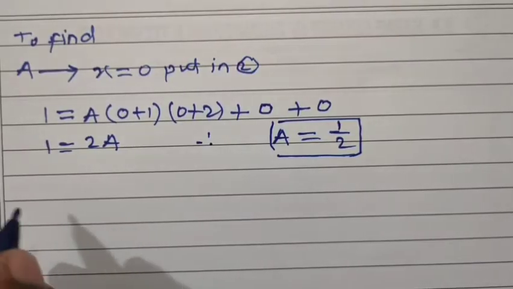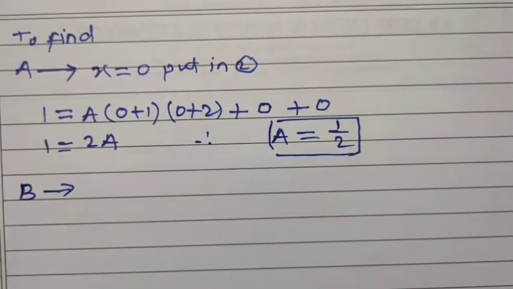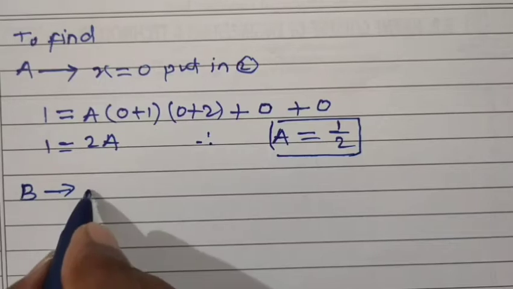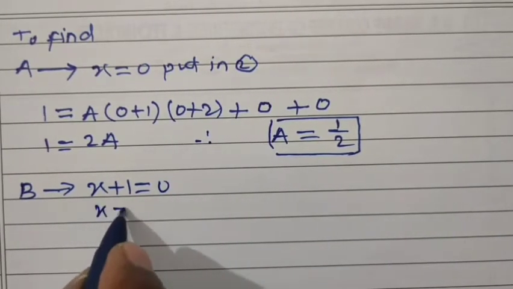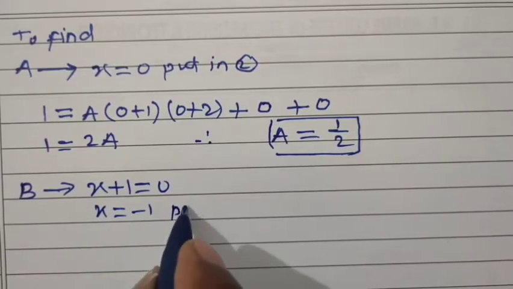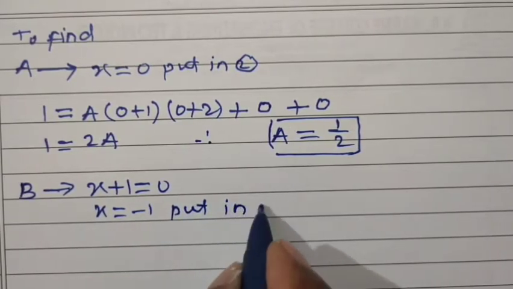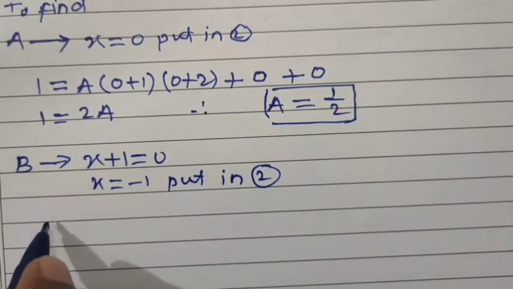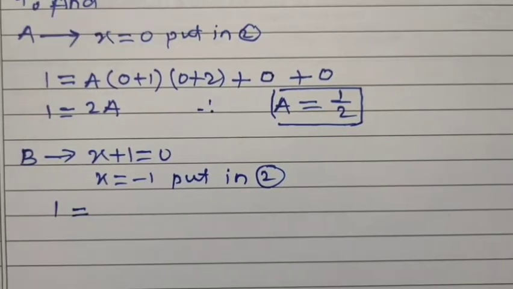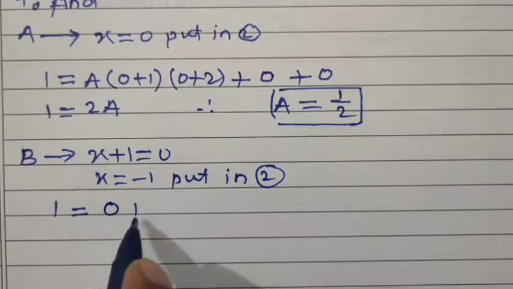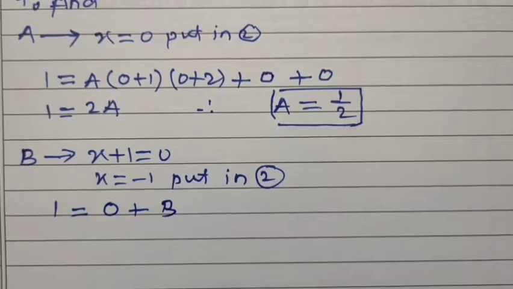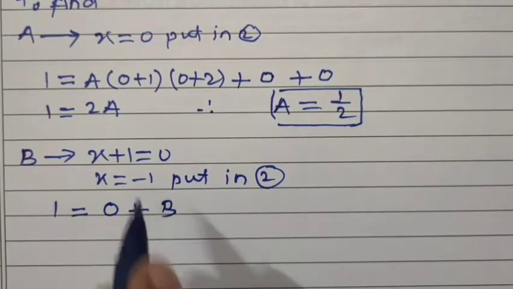Let us find the value of b. To find the value of b, the denominator of b is x plus 1. Equate x plus 1 to 0, that is x is equal to minus 1. This value we have to put in equation number 2. Left hand side is 1, 1 is equal to, now the right hand side a into x plus 1 into x plus 2. Okay, and we are replacing x by minus 1. So the first term becomes 0, plus the second term b into x plus 2, but x is minus 1.